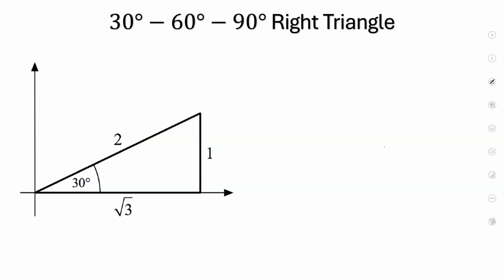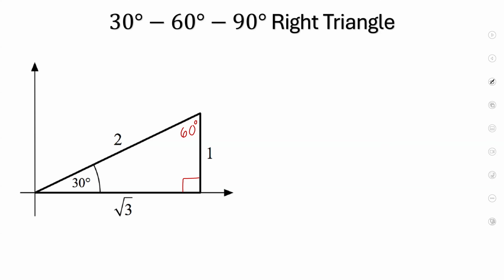This is the next special triangle that we're going to talk about. This is the 30, 60, 90 degree right triangle. So here, my central angle is a 30-degree angle. That means this is 90 and this is 60 degrees.